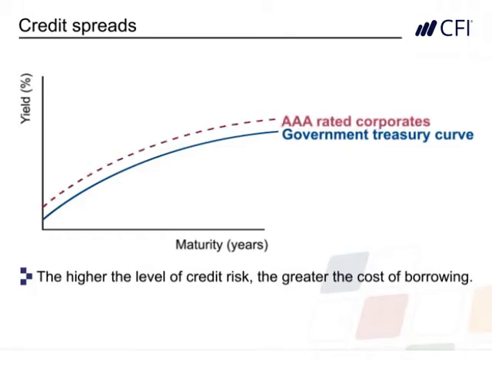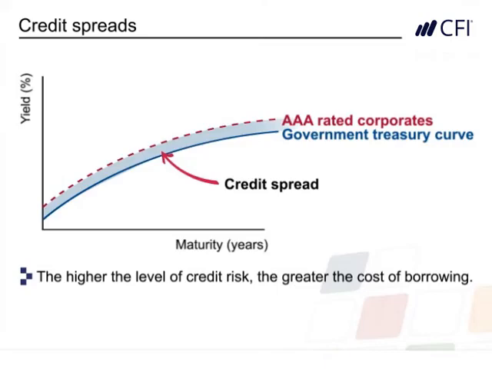AAA rated companies have a slightly higher level of credit risk than US government Treasuries. Therefore, investors expect a slightly higher return when lending money to AAA companies rather than the US government. This is reflected in a slightly higher yield curve. The gap between the yield on a bond and the government yield curve is called the credit spread.